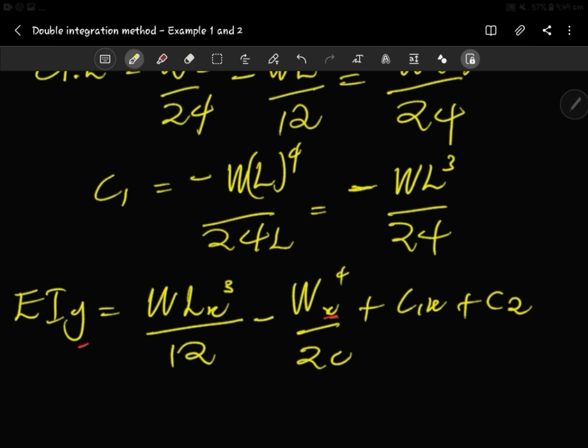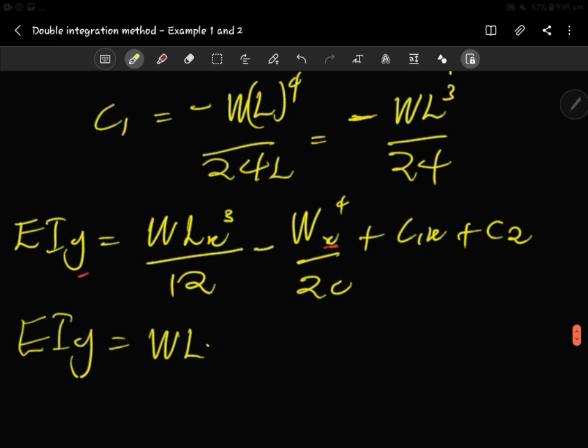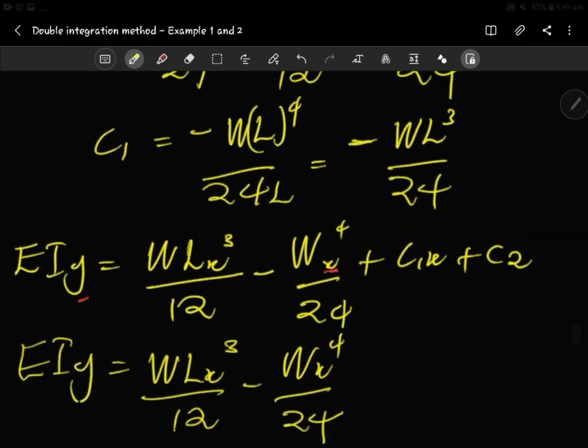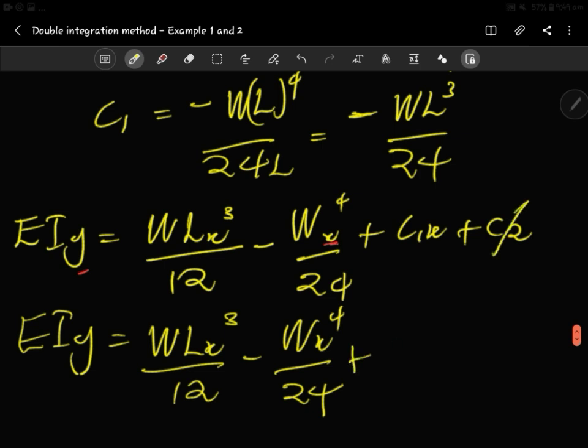You know, here is 4, right? And I'm trying to put this. So we get E I y is equal to WL x to the power 3 on 12 minus W x to the power 4 on 24. Plus, you know, C2 here is 0, and we know C1 to be minus WL cubed on 24, all times x, right? There we have.